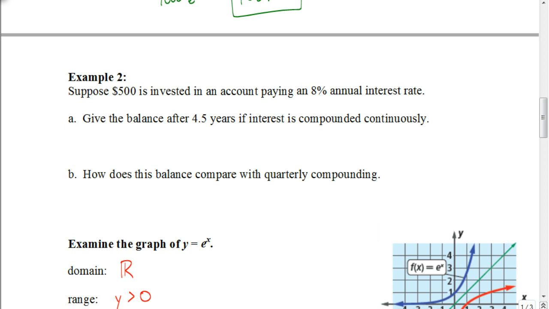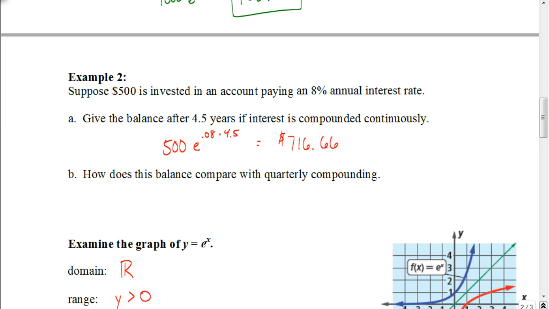So what you would do, again, is take your principal, $500, times e. Our rate is 0.08. Our time, so this time we have an exponent, is going to be 4.5. So if you type that in on your calculator, you're going to get an answer of $716.66.